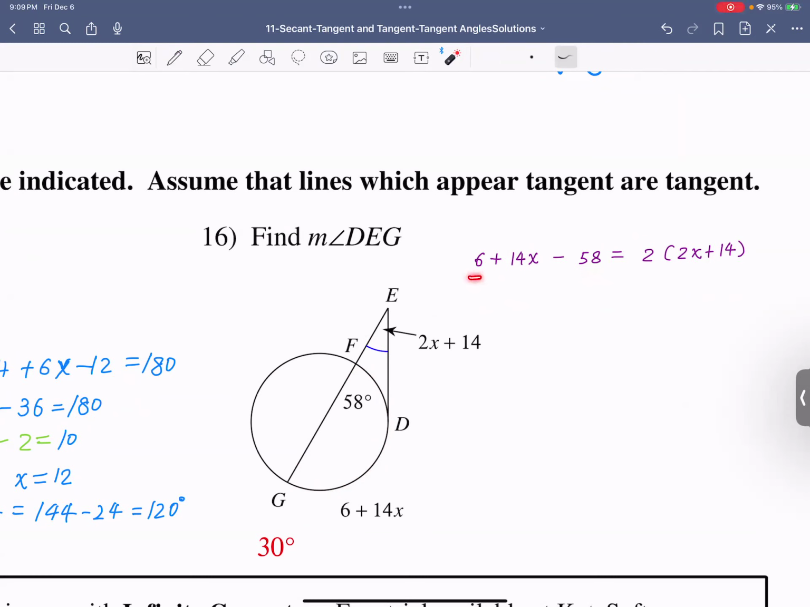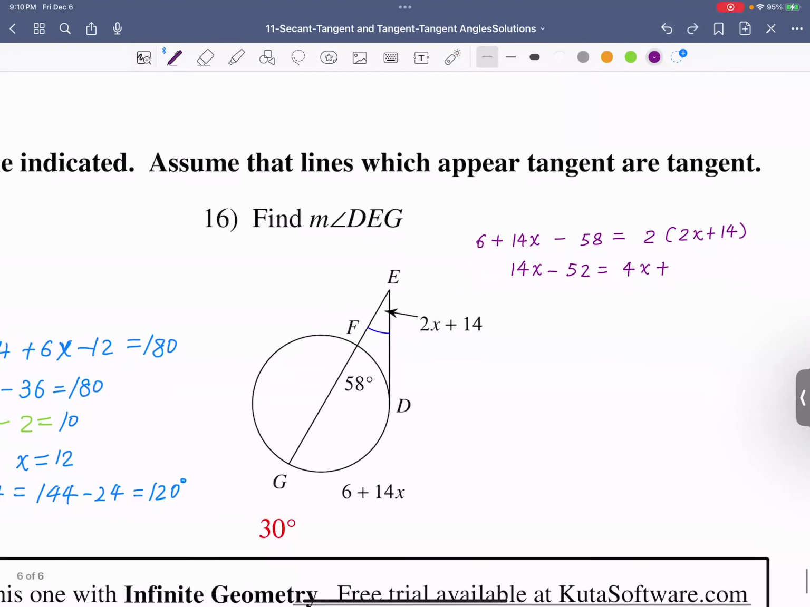But you haven't learned the negative thing yet. Yeah? 6 minus 58. Use 58 minus 6. How much? 56. No, negative 56. So this is negative 52, right? Oh wait, yeah, my bad. So this is 14x minus 52 equals, go. This. 14x equals... hold on. Wait, distribution, 4x plus 4x plus 28. 2 times 14 is 28, right?